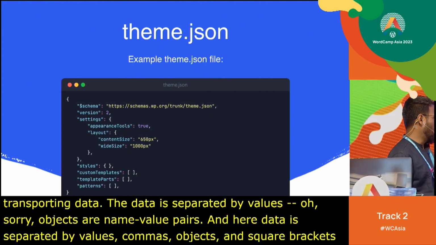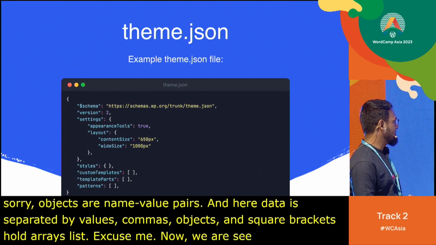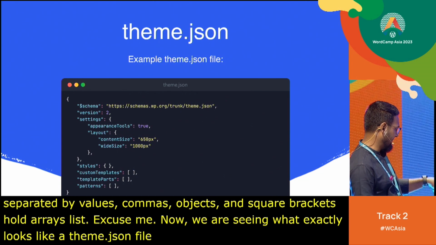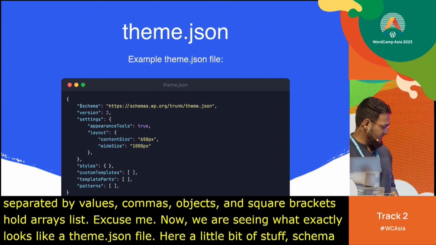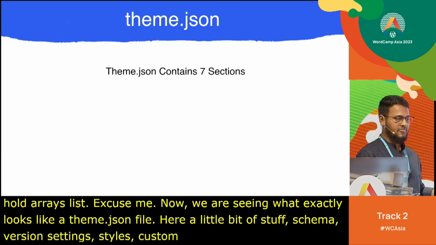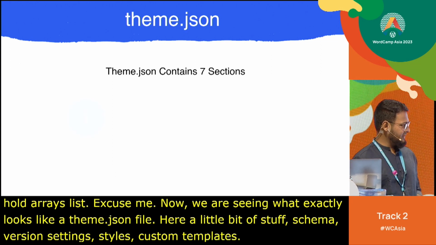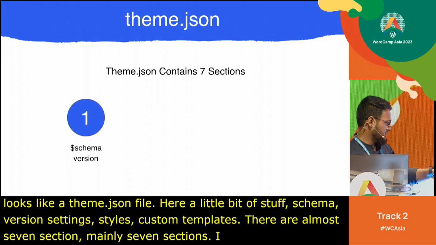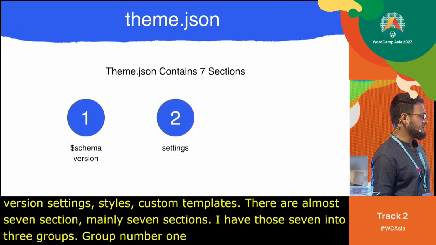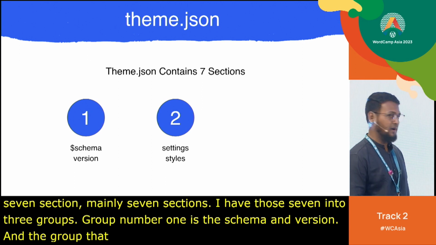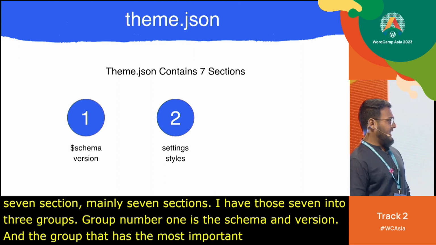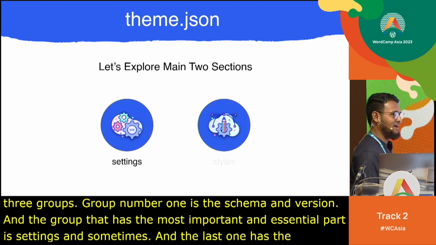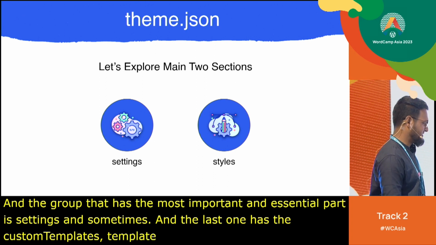Now we are seeing what exactly a theme JSON file looks like. Here is a little bit of stuff: schema, version, settings, styles, custom templates. There are mainly 7 sections. I rearranged those 7 sections into 3 groups. Group number 1 has the schema and version. Group number 2 has the most important and essential 2 parts, settings and styles. And the last one has the custom templates, template parts, and patterns. But today, we are mainly talking about styles and settings.